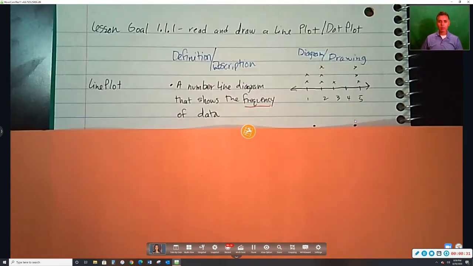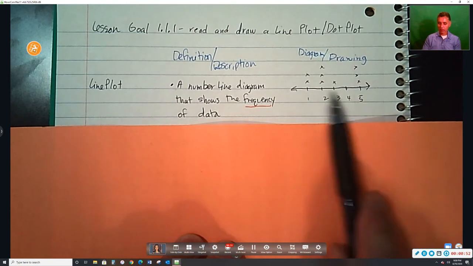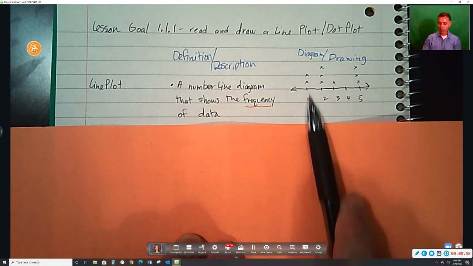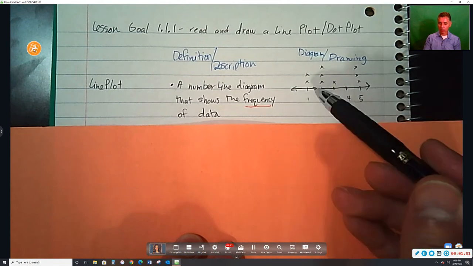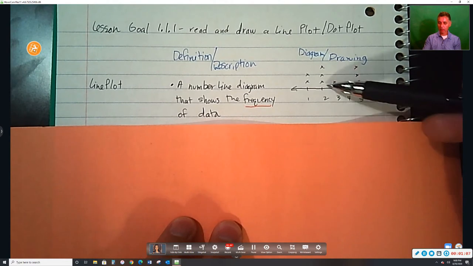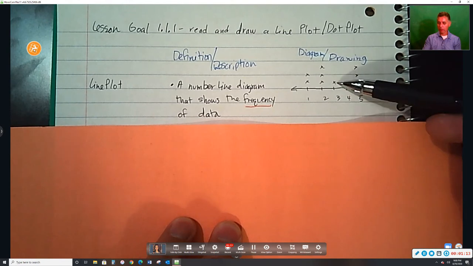So if you look, here we have the definition of a line plot. It's basically a number line diagram that shows the frequency of data. Okay. So here's our number line. Let me show you guys. There's the number line, and then each of these x's basically represents a number. Since there are two x's above the 1, that means there are two 1s in here. And since there are 3 x's above the 2, that means there's a 2, 2, 2. Okay? And then there's 1 x above the 3, so we have one 3.